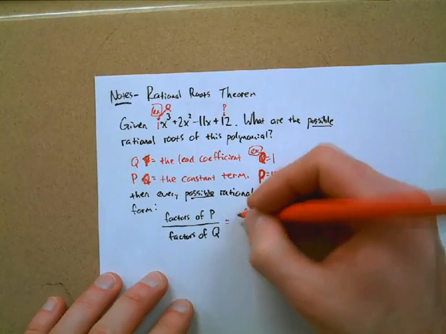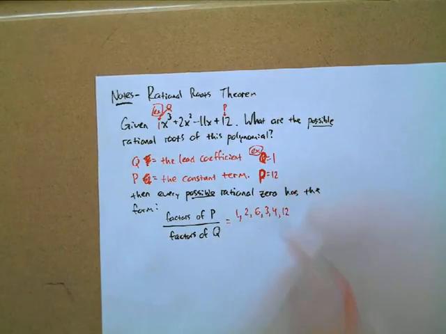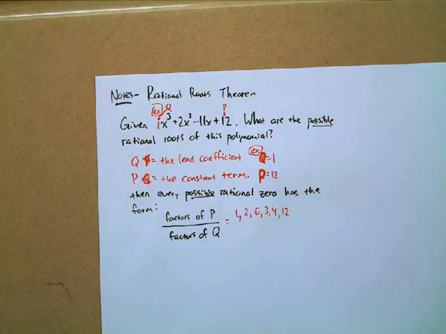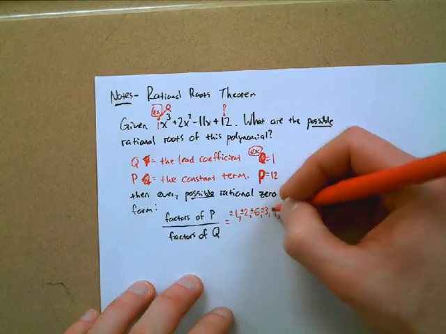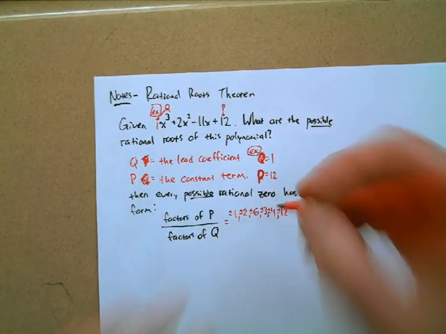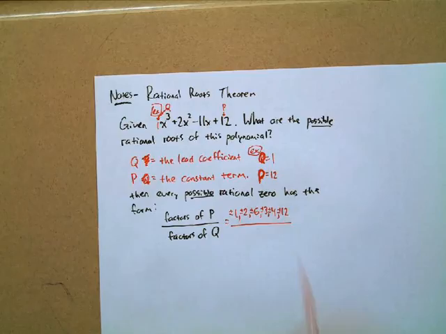Okay? And not only positive 1 and positive 2 and positive 3 and positive 6 and positive 4 and positive 12, but also negative 1. So really it should be plus or minus, all of these. Okay? What are the factors of Q? In other words, what are the factors of 1? That's easy. Plus or minus 1.